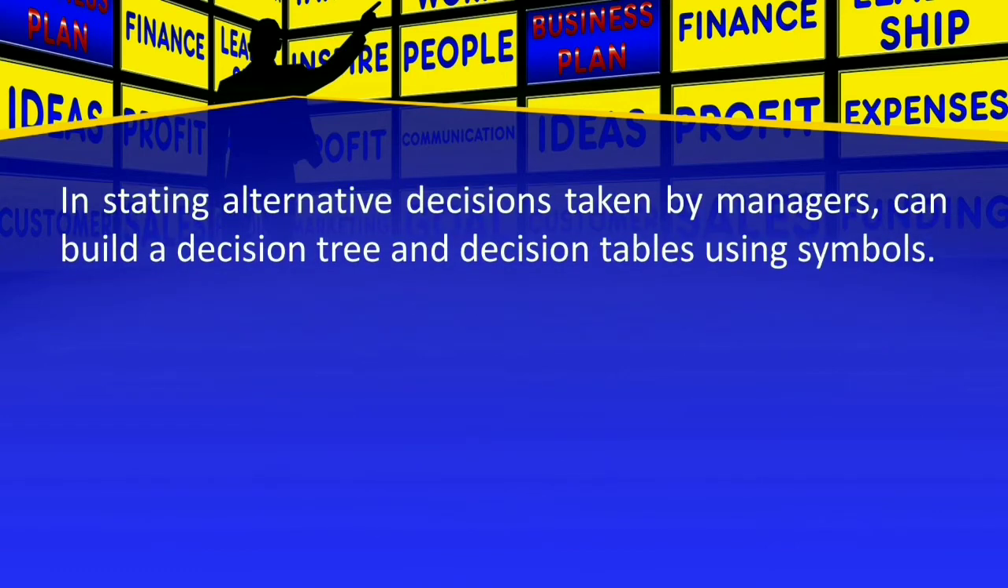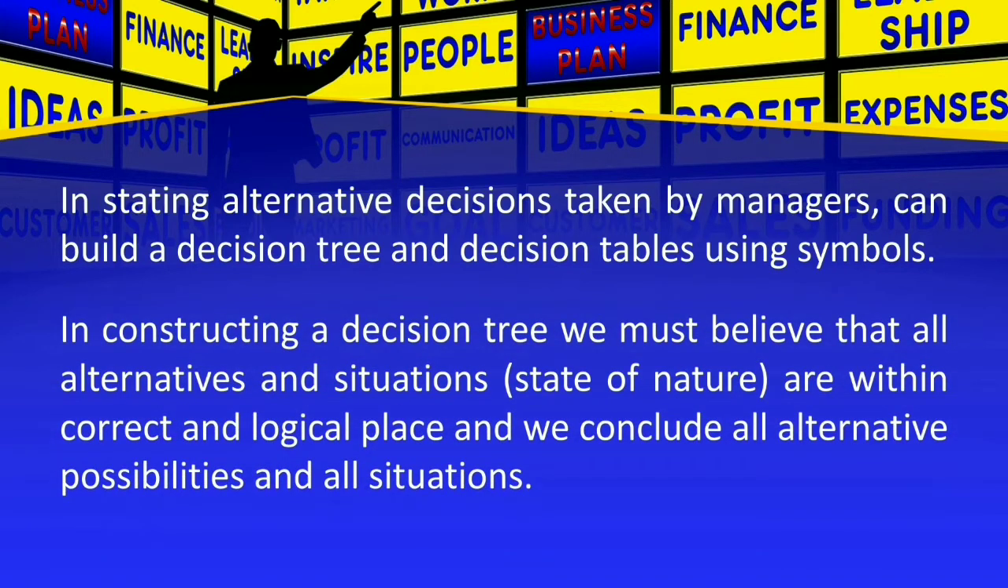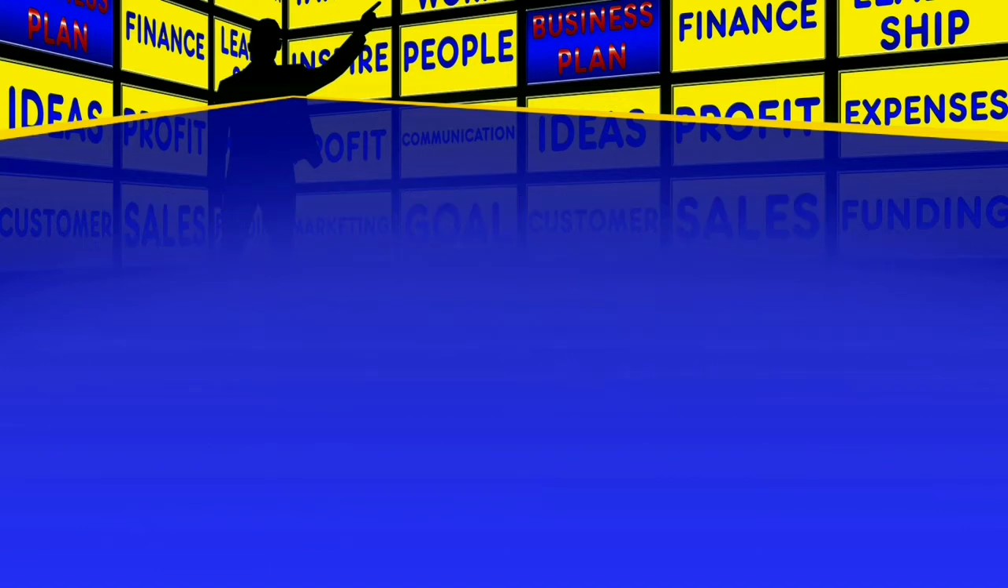In stating alternative decisions taken by managers, we can build a decision tree and decision tables using symbols. In constructing a decision tree, we must make sure the alternatives and situations of nature are in the correct and logical place, and that we include all alternative possibilities and all situations.